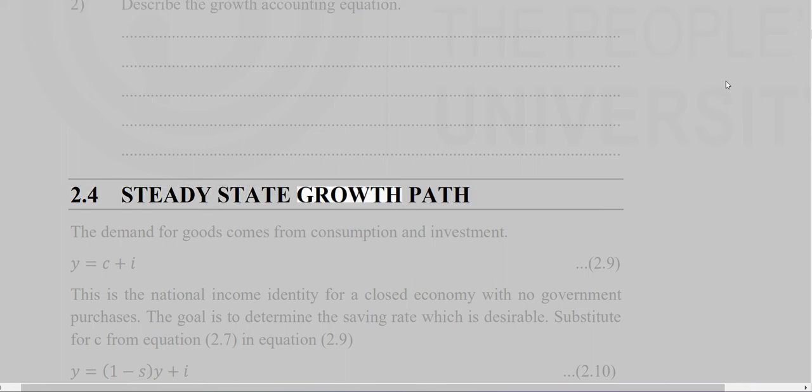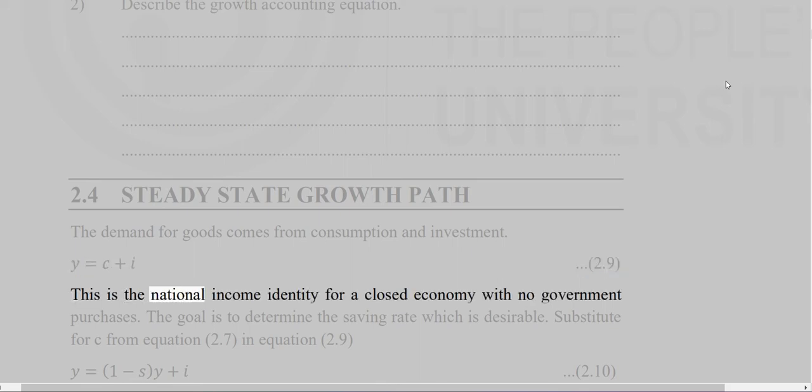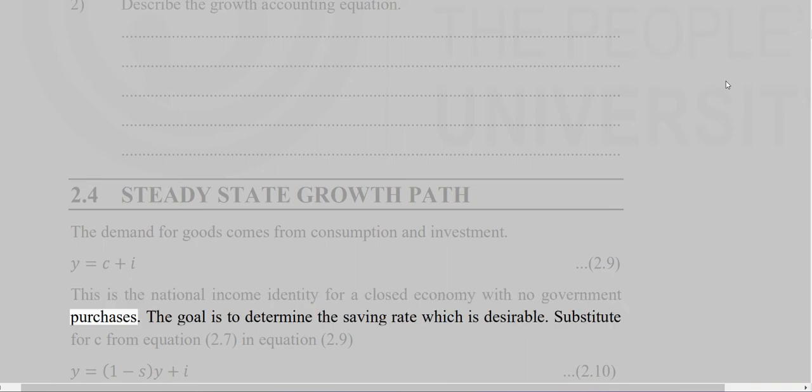2.4 Steady state growth path. The demand for goods comes from consumption and investment: Y = C + I, equation 2.9. This is the national income identity for a closed economy with no government purchases. The goal is to determine the saving rate, which is desirable.